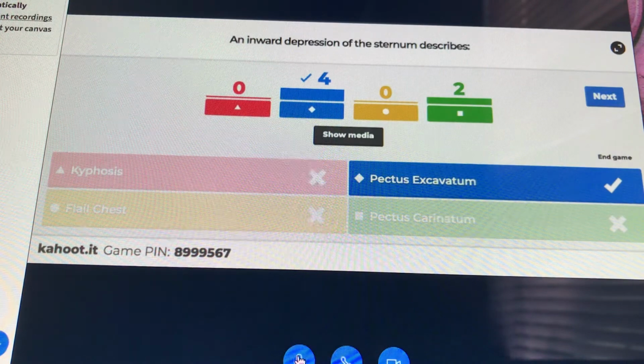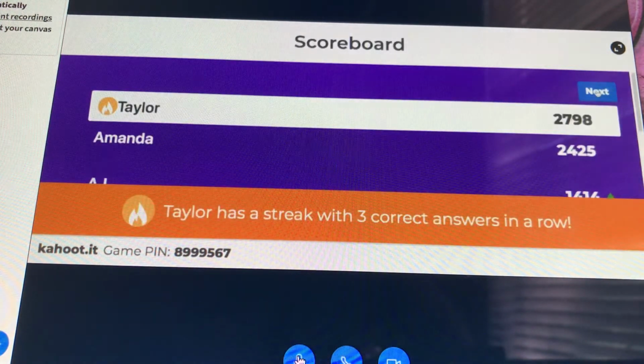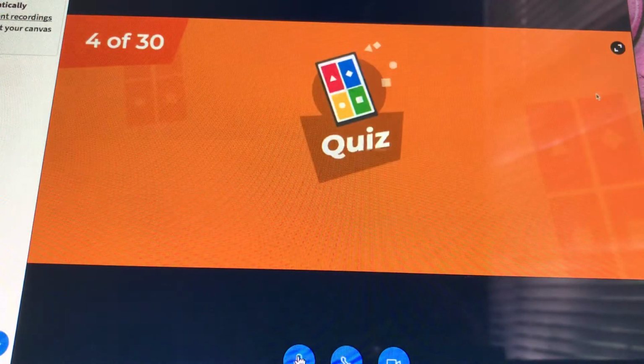What's flail chest? Like broken ribs? Yep, several broken ribs. Good. So let's keep it moving.